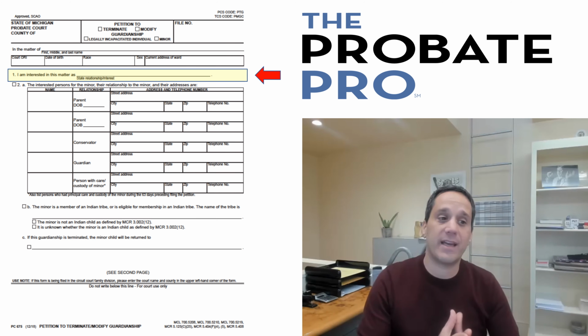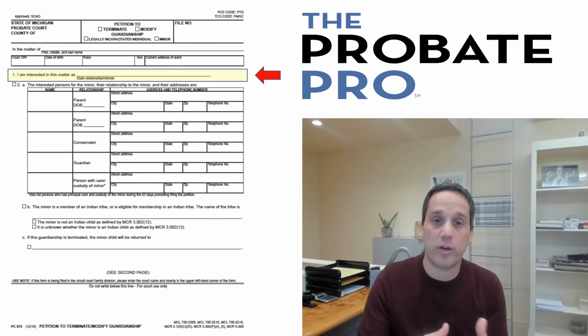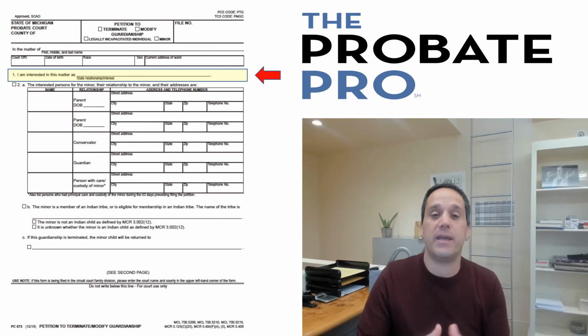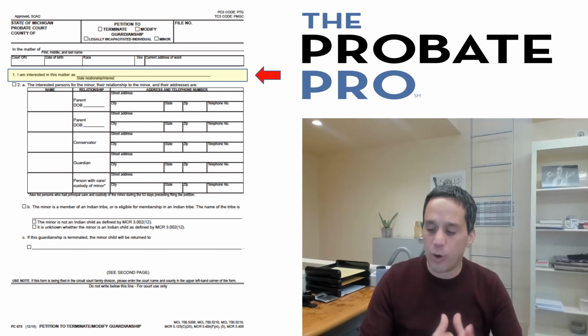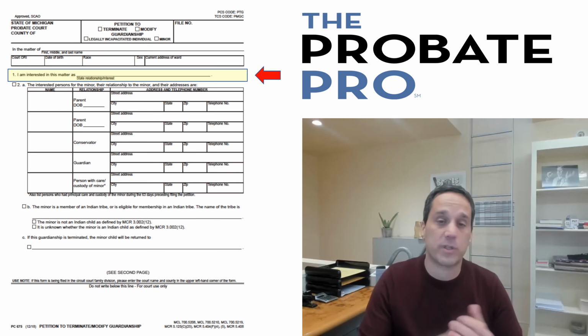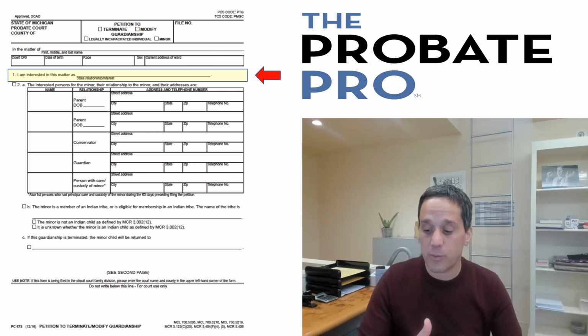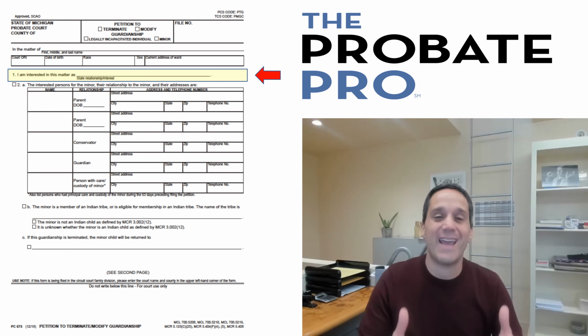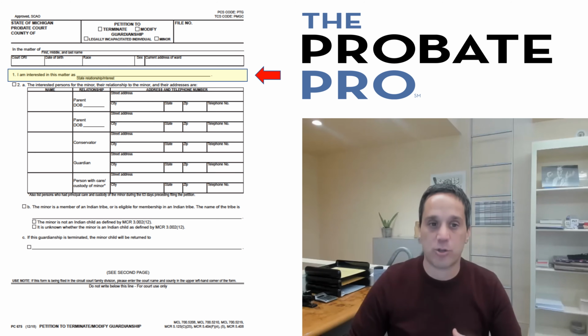The next area indicates your relationship to that individual. Now, of course, you may be the ward yourself, or you may be a person interested in the well-being, and anybody over the age of 14 or older can file a petition to terminate and use this form, as well as the ward themselves, or really anybody interested in the well-being can advocate for that termination.